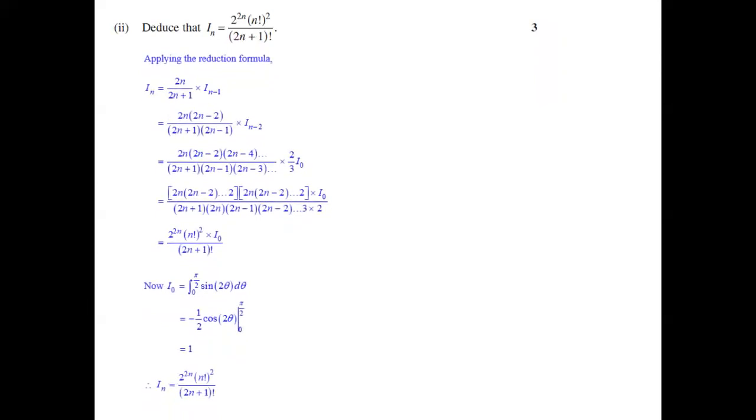For part 2, deduce In. The key word is deduce. So this is not a proving question. So what they need to do is to use the result from part 1, and they need to start by showing that the first part is 2n over 2n plus 1 times In minus 1. Then they expand the In minus 1 to In minus 2. They have to do it until the last term is I naught.